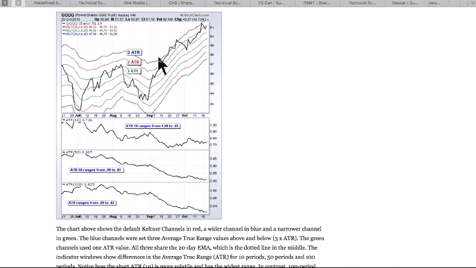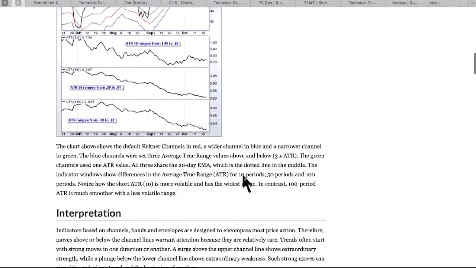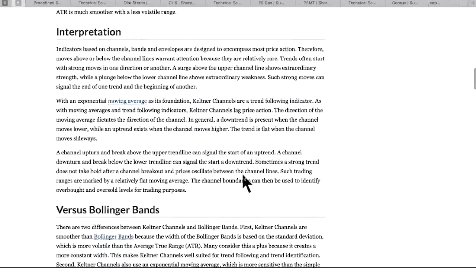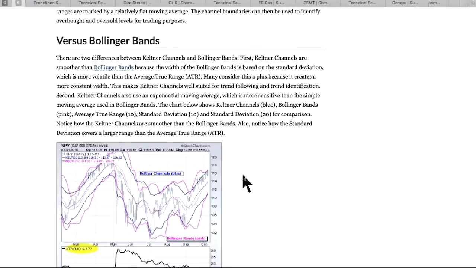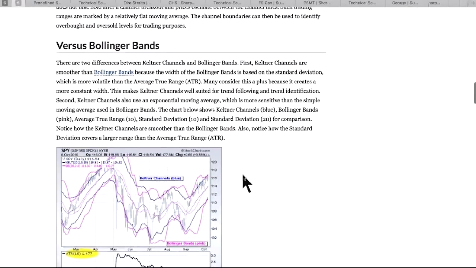And there's a whole bunch of different ways to interpret it. I'm going to show you some of mine, but Arthur's written a whole bunch here, and how it compares to Bollinger Bands. Bollinger Bands squeeze a lot more and expand a lot more. You won't see that on a Keltner channel.